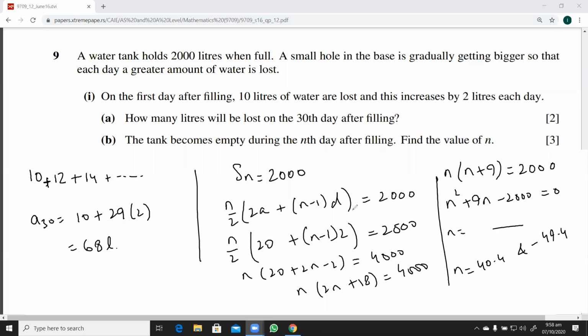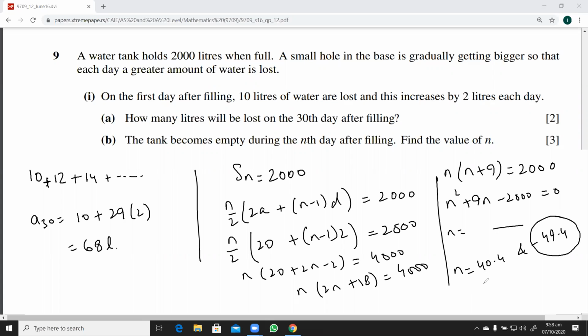After solving this, maybe through the quadratic formula, we have two values of n. n cannot be negative, so you just ignore this. So which day is this when the tank is getting emptied? 41st day. This is happening on the 41st day because 40 days have gone.